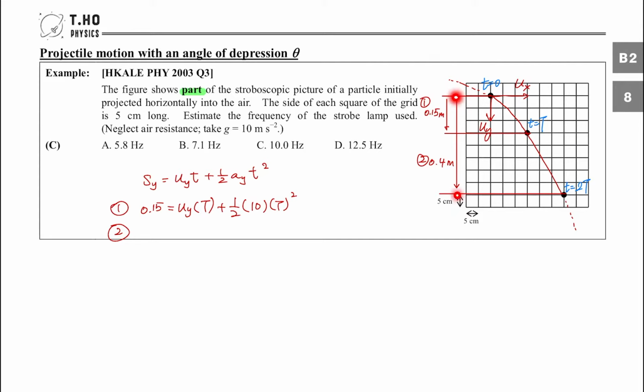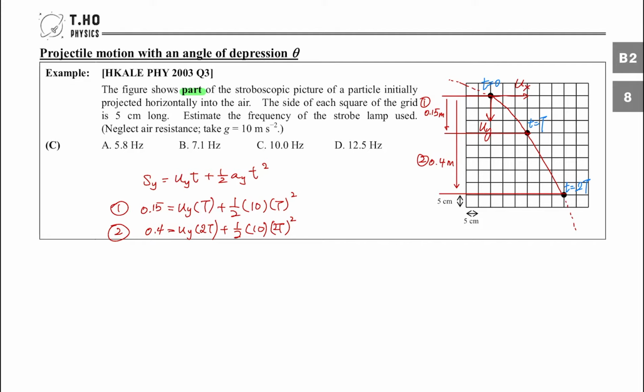Then we consider the second part of the motion, measured from the beginning of time to 2T. It moved 0.4 meter. So I would just write down the equation. This time we have spent 2T. So now we have 2 unknowns, u_y and T, but we have 2 equations. So supposedly we are able to solve these equations.